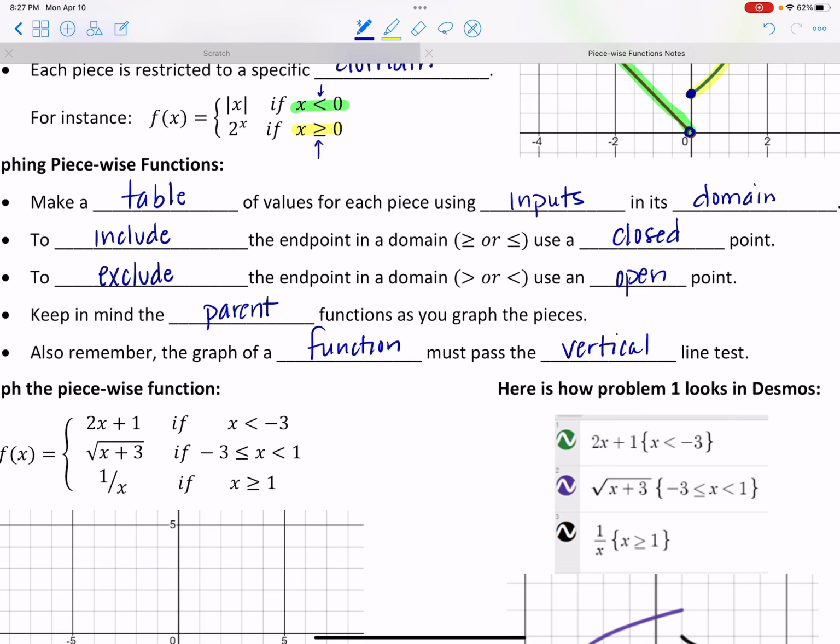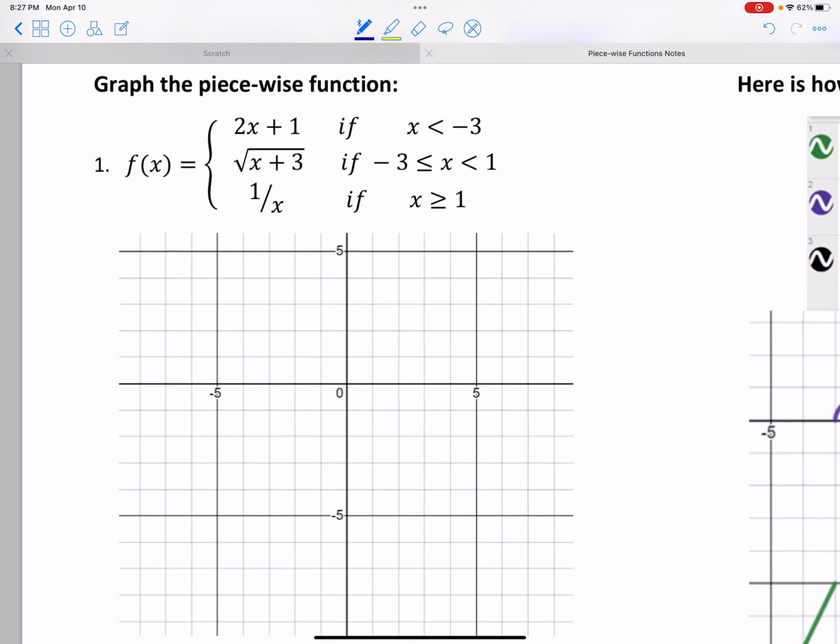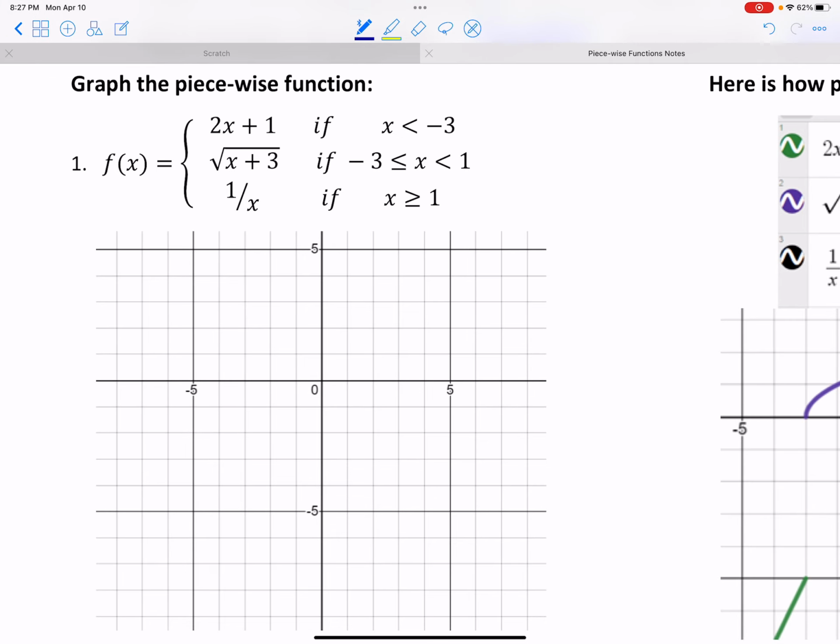Okay, so we're going to try to graph this piecewise function. The first time you do this in college algebra, maybe you're making a table of values and writing all these things out, but we shouldn't have to do that here. We can just make the table as we graph.